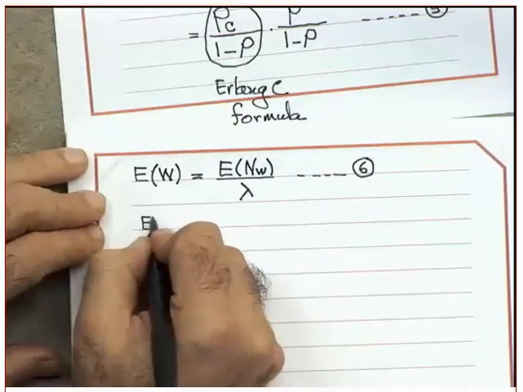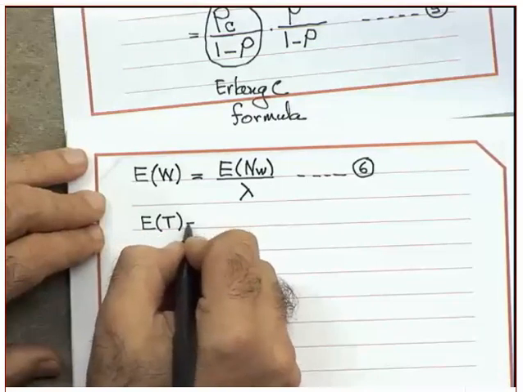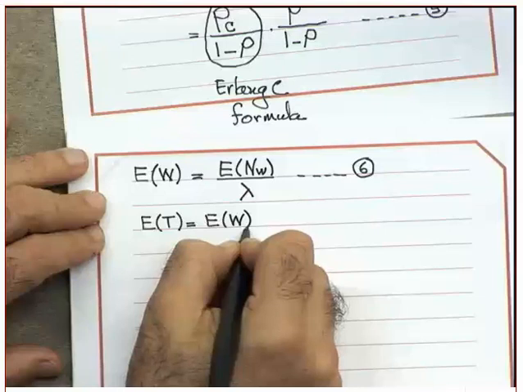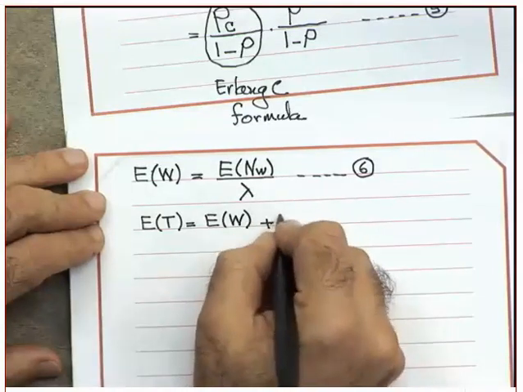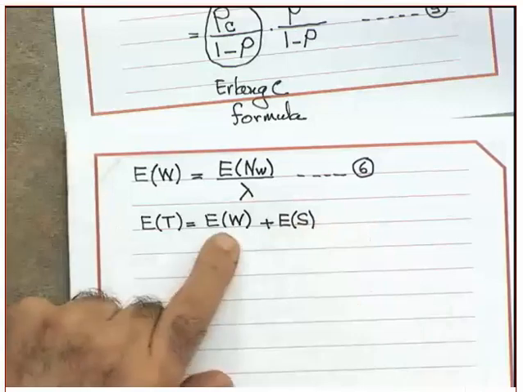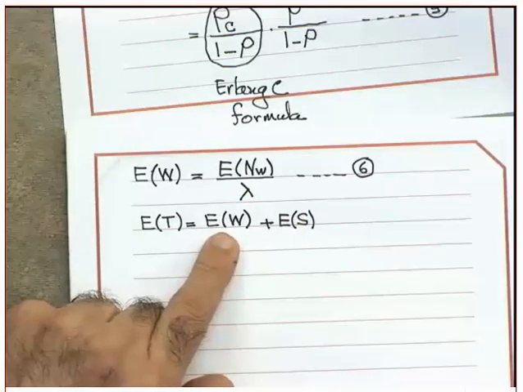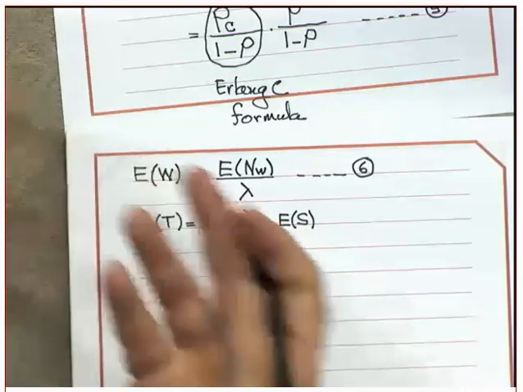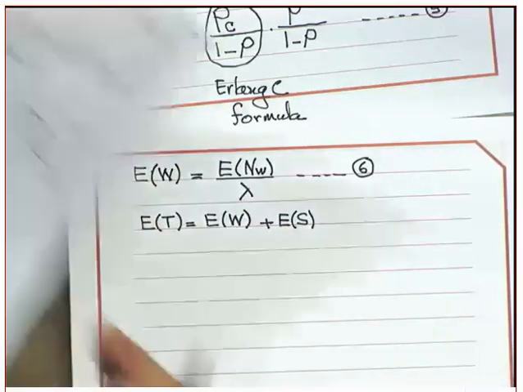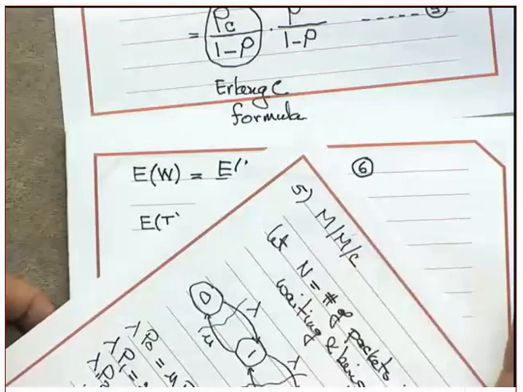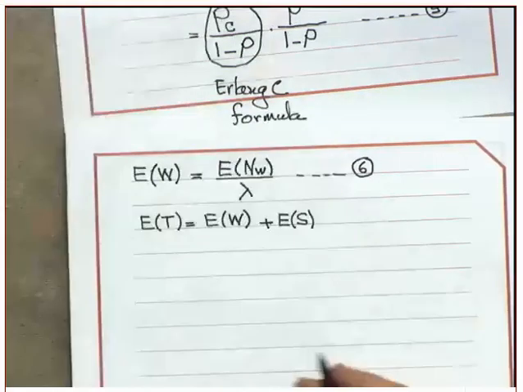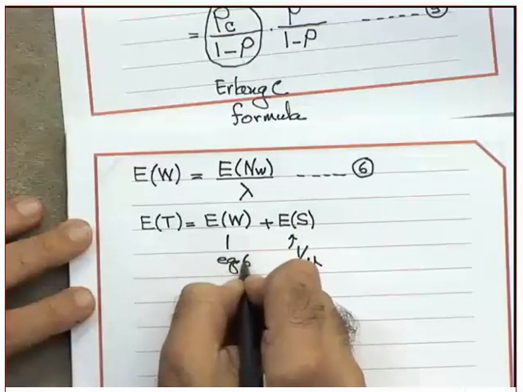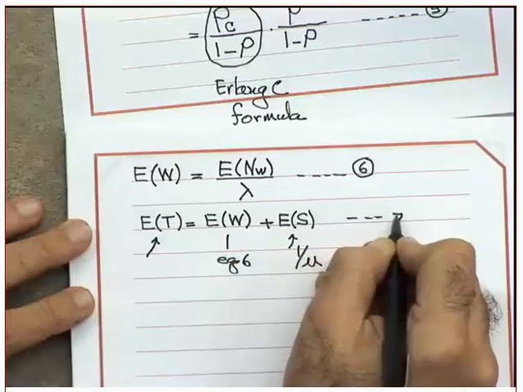What else do I have? I have E of T is equal to E of W plus what? Do I have this? Why not? E of S, the server is what? Did I mention what this M stands for? Exponential with rate of mu. Yes? So this one is equal to 1 over mu. This one, equation 6. I get this one. That's equation 7.